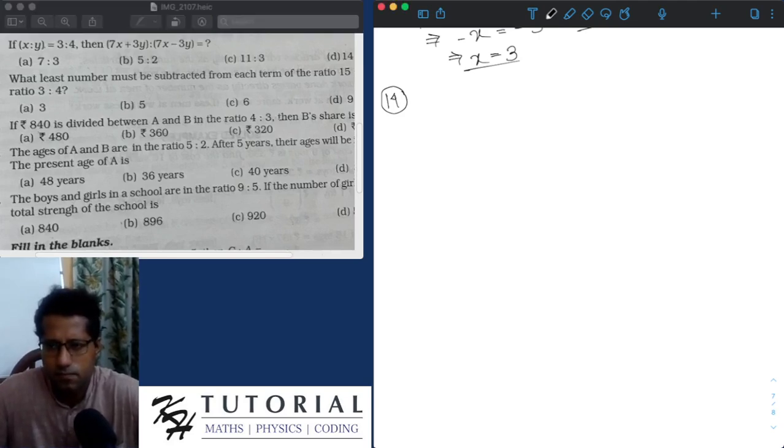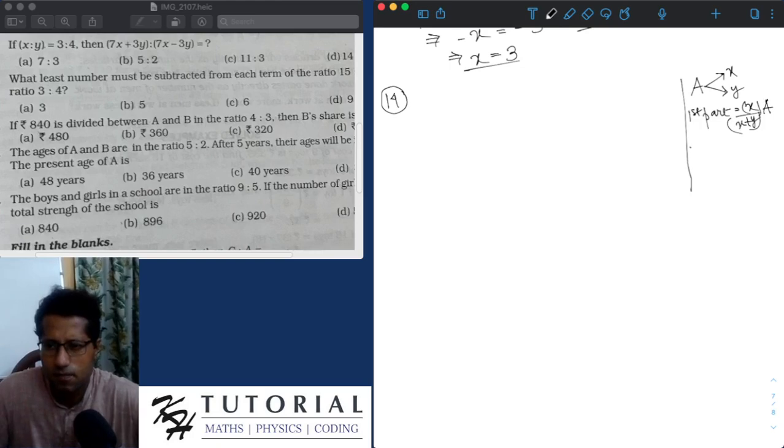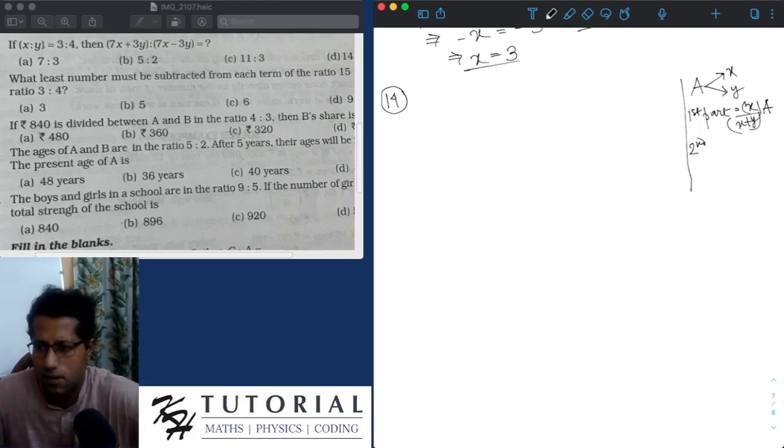As we know the concept: if a quantity A is divided into two parts such that the ratio of the two parts is x is to y, then the first part equals x by x plus y multiplied by A, and the second part will be y by x plus y multiplied by A.